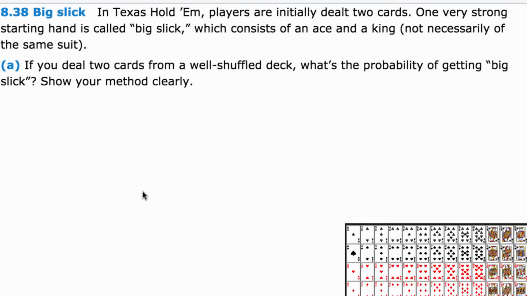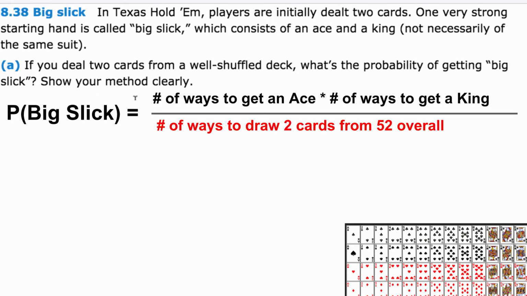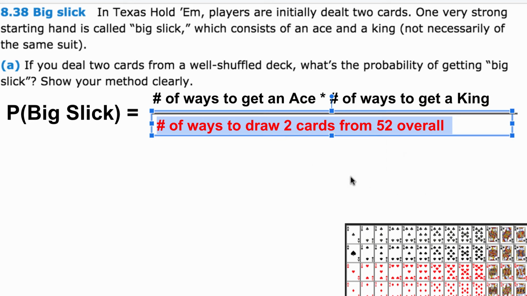Finally, the last one, the Big Slick Texas Hold'em problem. 2 cards and 1 strong starting hand is called the Big Slick, which is an ace and a king. Not necessarily the same suit. What is the probability of getting a Big Slick if you deal 2 cards? And so remember, what that is saying is, for your denominator, what's the number of ways to draw 2 cards from 52 overall?